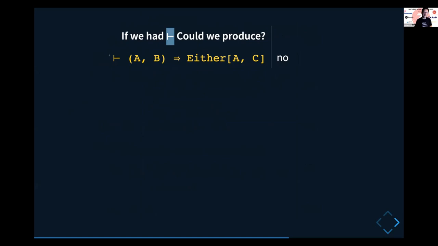So we're going to put the things we have on the left-hand side. Here we have nothing on the left-hand side. Could we produce, this will be our goal, the thing on the right-hand side? So if we go through with the other notation, this will get us more familiar with what we need to know.